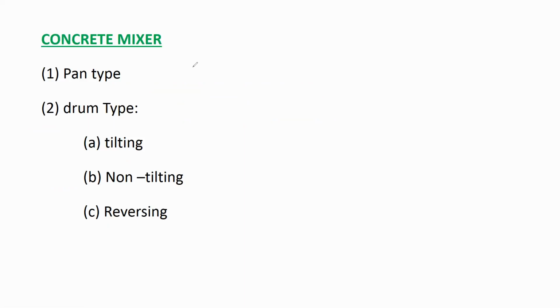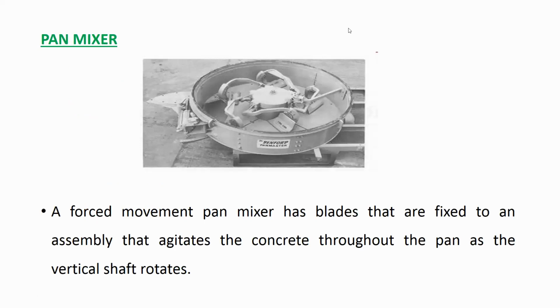Now let us see what the different concrete mixers are. We have pan type mixer and drum type mixer. In the machine mixing of concrete, we have pan type mixers and drum type mixers. In drum type mixers of concrete, we again have three types: tilting, non-tilting, and reversing mixers. Let us discuss this now. First is the pan type mixer. You can see the figure here. This is a pan type mixer of concrete.